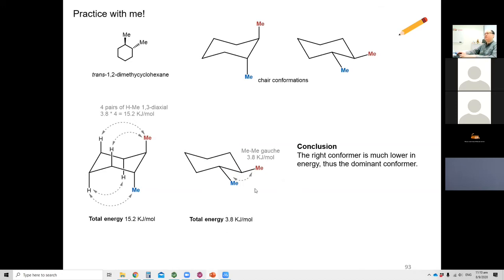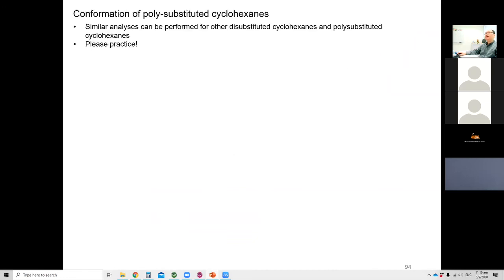So the conclusion is that the right conformer is much lower in energy than the left one. Because it's lower, everybody wants to be relaxed. So the majority of the mixture is this conformer with both methyls in the equatorial position, one pointing up, one pointing down. Again, if there is a similar question in the midterm or the final exam, just analyze them using this kind of method.